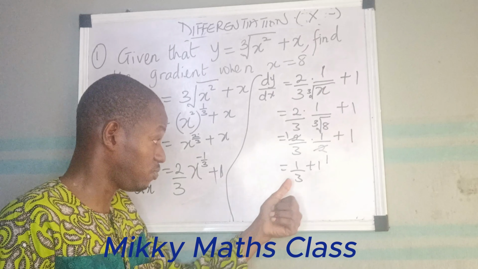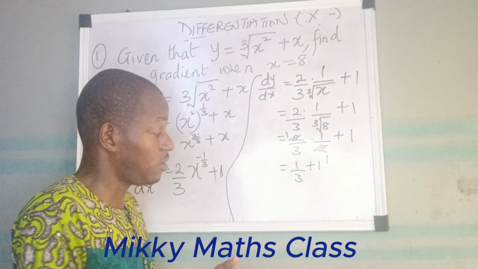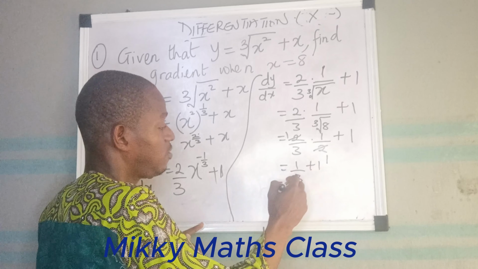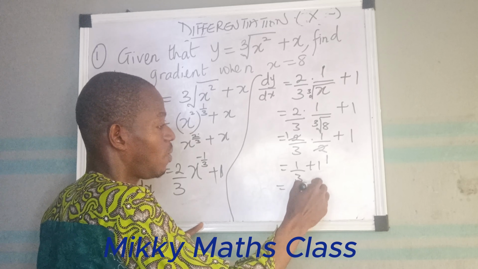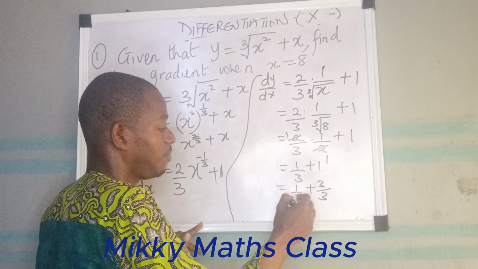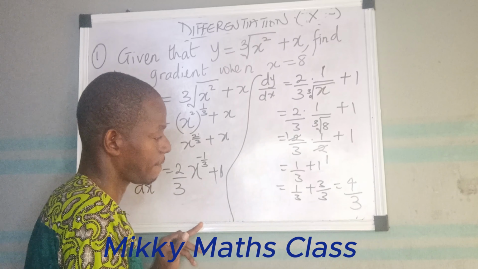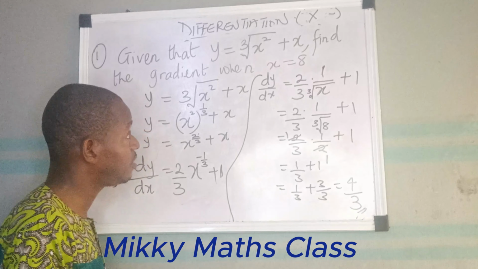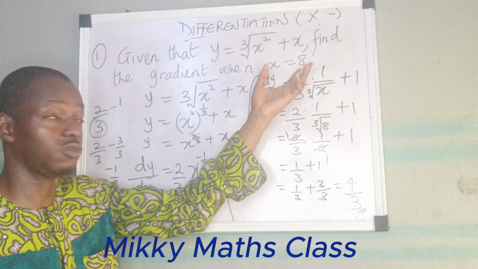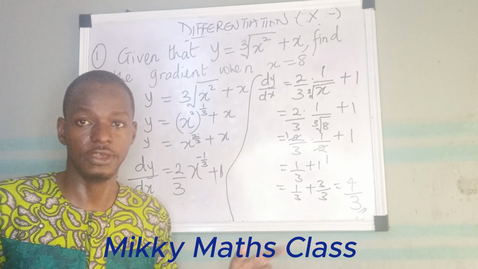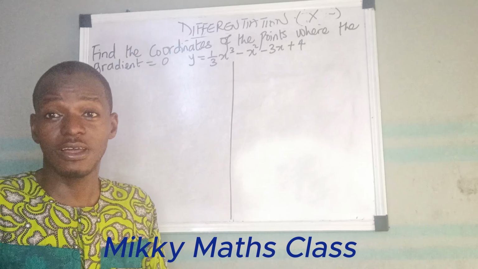Now, the same equivalent fraction. This is 3, or you can find the LCM, whatever works for you. So I can say 1 over 3, and 1 is the same thing as saying 3 over 3. 1 over 3 plus 3 over 3 is 4 over 3. So the gradient when x is equal to 8 of this function is 4 over 3. Alright, let's look at another question.